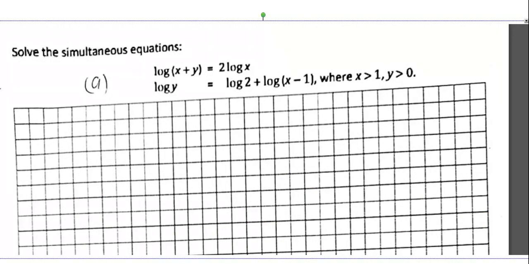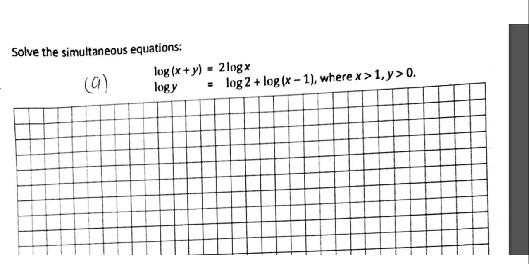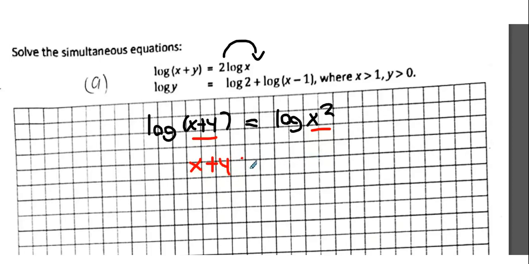Ready? Lads, you ready? For 4 marks, use a log rule of your choice. I'm going to bring in the 2 to make it x squared. Now all of a sudden, this must mean that x plus y is x squared. Who got x plus y is x squared using the red equation? Is that right with you guys? Okay, next thing.